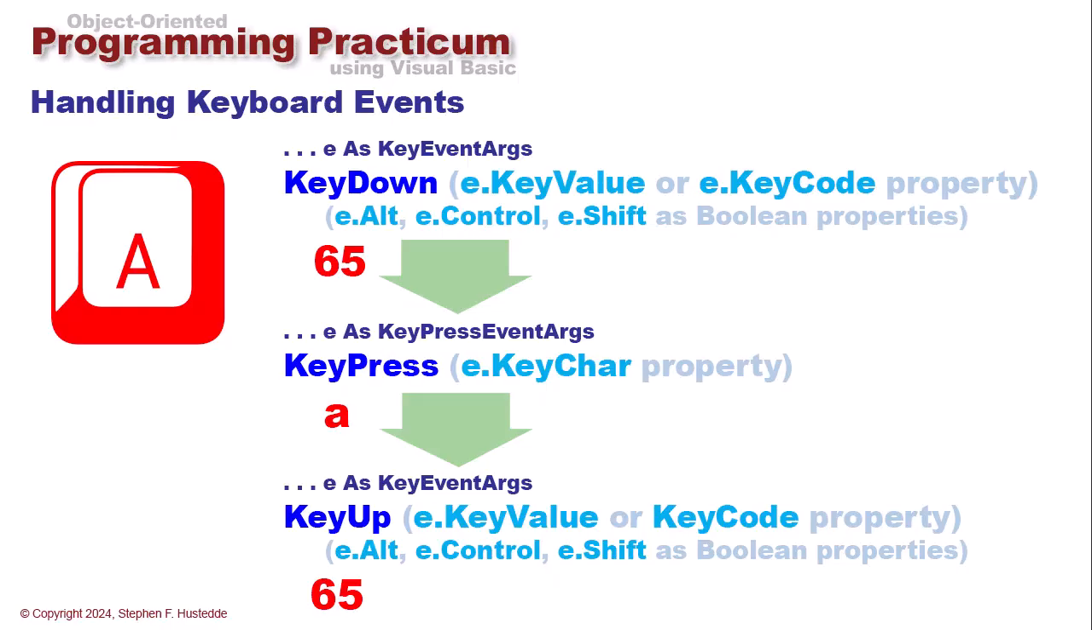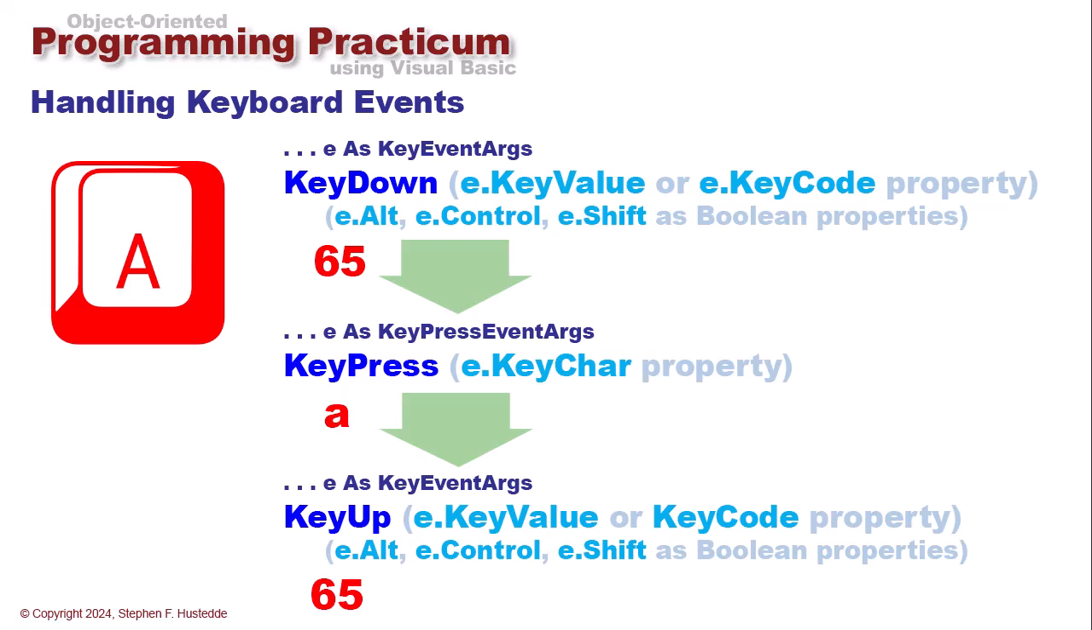When we press a key on the keyboard, there are three different events that are triggered within Visual Basic. The first one is a key down. That key down has a parameter of E as KeyEventArgs in the event handler signature. That value of E has several properties that we can tap into. There is the e.KeyValue and e.KeyCode. And both of those, in this case, if we pressed an A, return a value of 65.